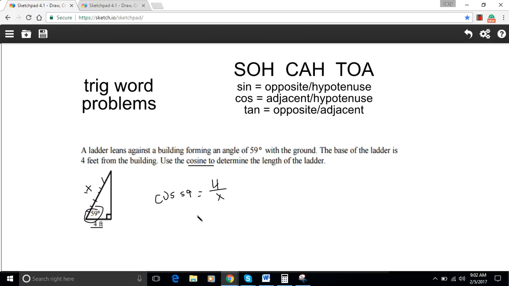Now we need to do a little bit of algebra before we pull out our calculator here. We've got x on the bottom of a fraction. I'm going to multiply both sides by x to get the x off the bottom there. So those two x's cancel. Now we have x times the cosine of 59 equals 4. Let me just rewrite that here. So x times the cosine of 59 equals 4. And to solve for x, we just need to divide by this cosine of 59.